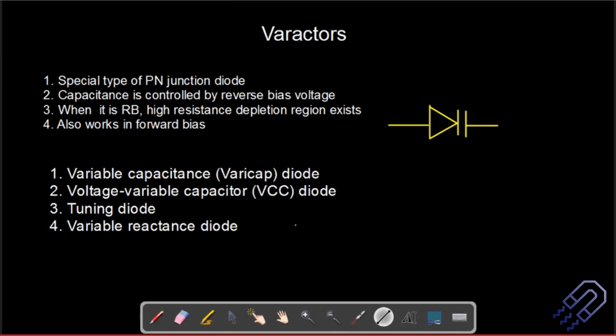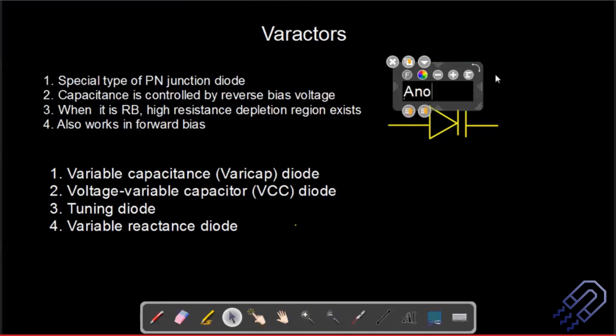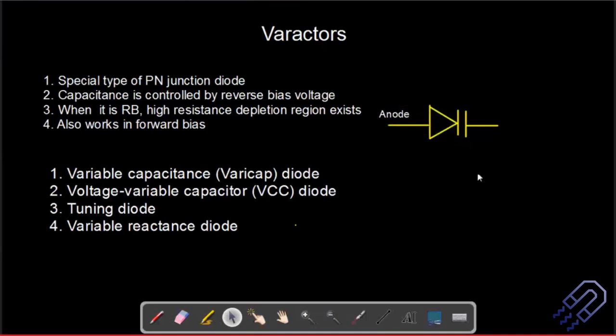Whenever you have a diode, on this side you always have the anode. This is your anode, and on the other side you have the cathode. So anode and cathode, we already know about it, right?